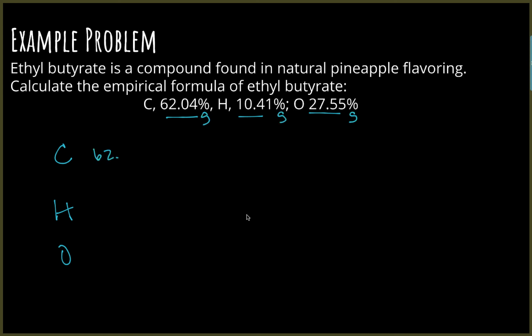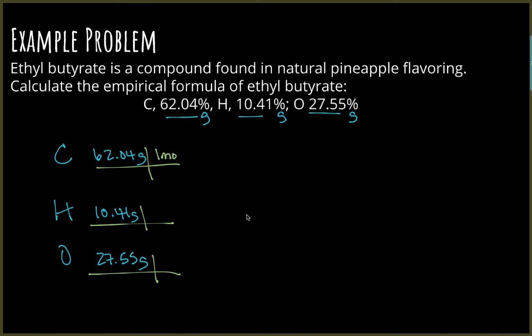So 62.04 grams of carbon, 10.41 grams of hydrogen, 27.55 grams of oxygen. So I have grams, convert to moles. So 1 mole is 12.01 grams of carbon, 1.01 grams of hydrogen, 16 grams of oxygen. Again, I'm going to make sure I leave plenty of decimal places here at this next step.